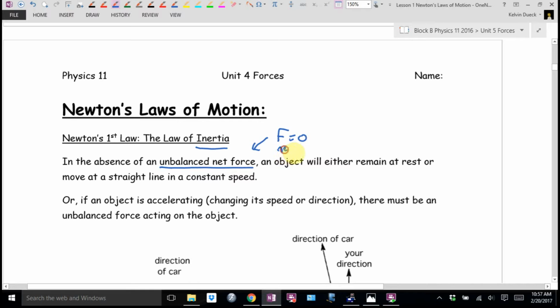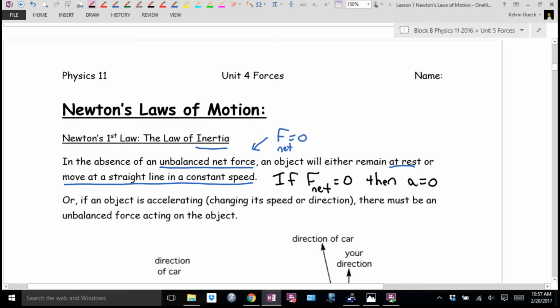So if you know the net force is 0, you know what? Let's write a little F with a subscript net, N-E-T. The overall force is 0. An object will either remain at rest or move in a straight line at a constant speed. If F net equals 0, then a equals 0. That's the shortest way to write it.